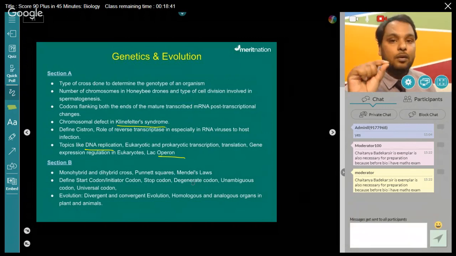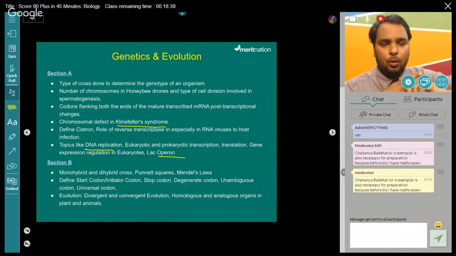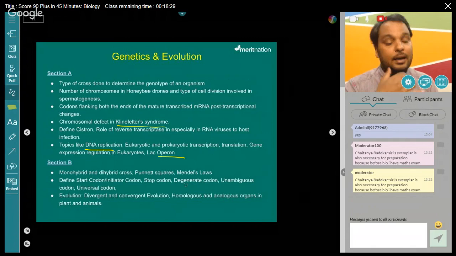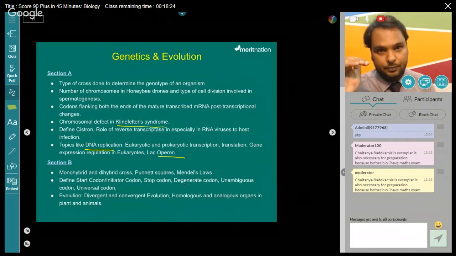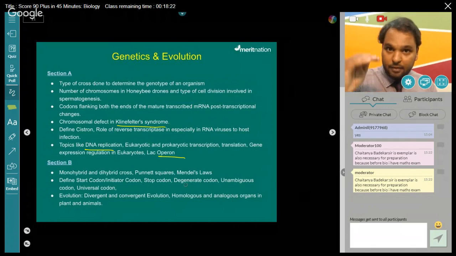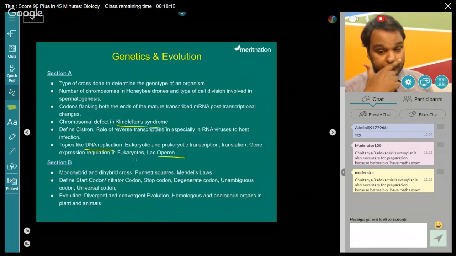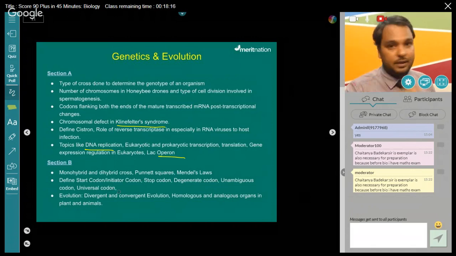Now, there is one question always. You don't have to remember the whole codon table, you don't have to remember 64 codons. But you have to understand the properties of the genetic code, like they are degenerate, unambiguous, universal. What are these things? You can also prepare it for 5 marks because it has a lot of different properties. Next is evolution: divergent, convergent evolution, homologous, analogous organs in plants and animals.